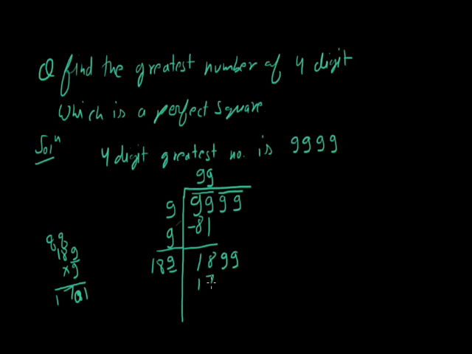So 189 into 9, that is 1701. So we place here 9 and here also 9. So 1701. So we subtract it, 9 minus 1 is 8, 9 minus 0 is 9, 8 minus 7 is 1. So what we see here is that 198 is the remainder. So we can say that 4 times 9 is not a perfect square.